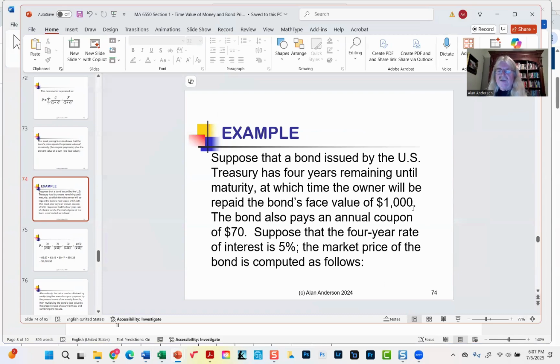So we have the face value of 1,000, the annual coupon. Just to keep it simple, we're going to use an annual coupon of 70. The 4-year rate of interest, which is the yield to maturity, by the way, is 5%. So this is what the market price looks like.